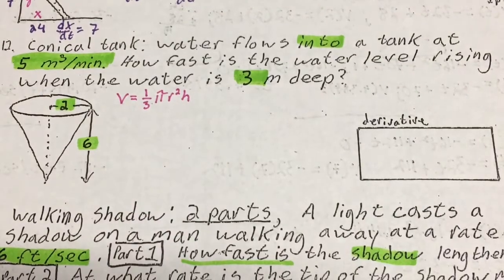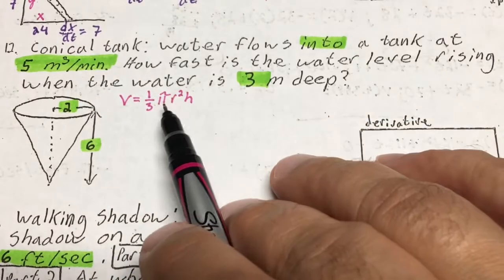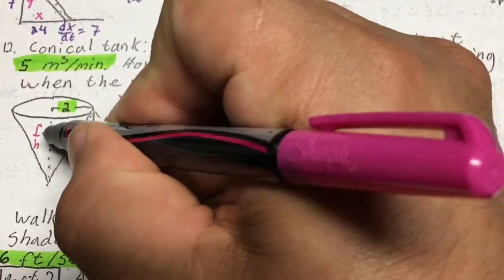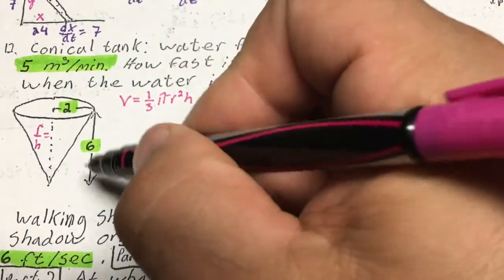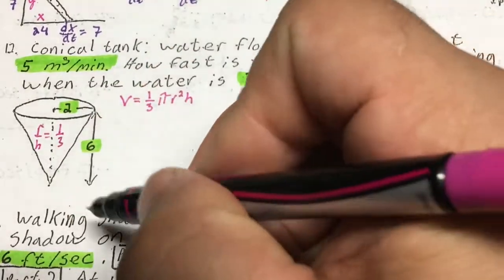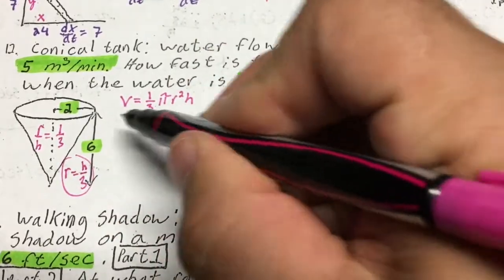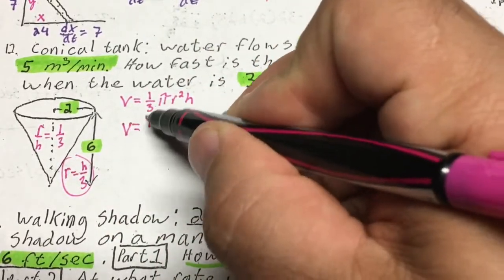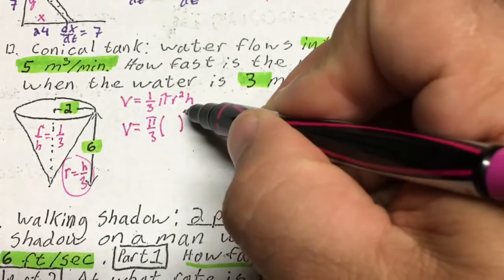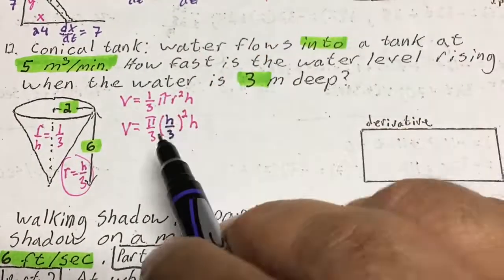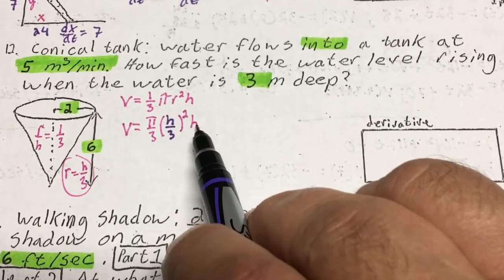Number 12, I already have the formula laid out. But what I need to do is eliminate the radius r. So I'm going to set up a ratio over here. r over h equals 2 over 6. Well, 2 over 6 simplifies to 1 over 3. So this is just going to give me r equals h over 3. I'm going to plug that r in up there. So that's going to give me volume equals pi over 3 times r squared times h, and r was h over 3. Notice now I'm going to square the h. h squared times h is h cubed.